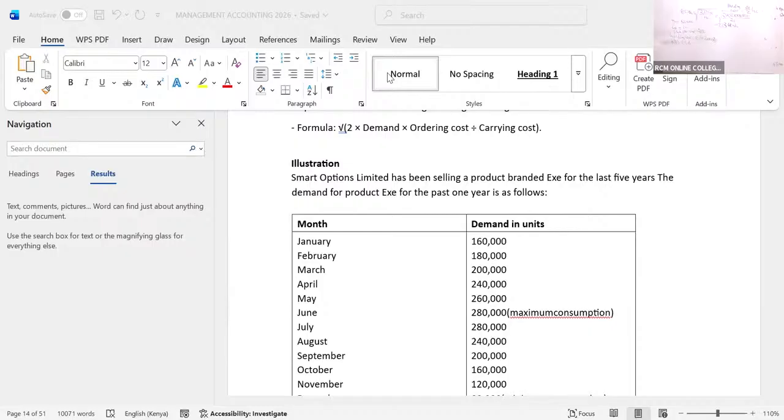I forgot to do how to get reorder level. Yes, I'm really sorry. I'll come back to that after our short break. After our short break, yes. I should not be a snob.